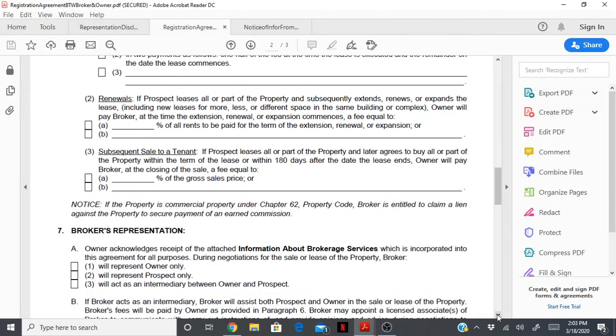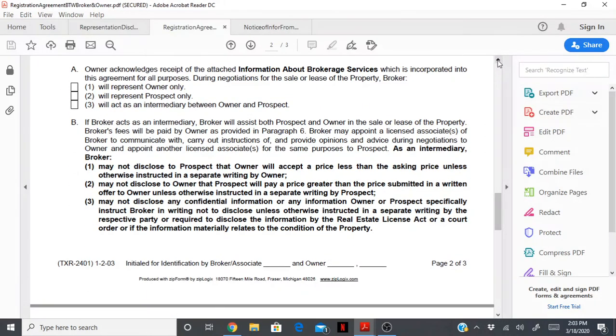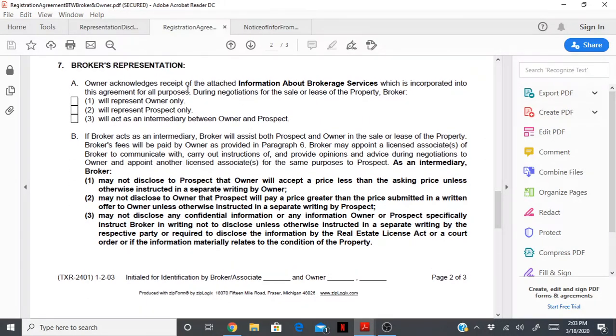But here's where you determine who you're representing. Broker's representation: owner acknowledges receipt of the attached information about brokerage services. So it's not just this contract. You've got to present the IABS as well, which is incorporated into this agreement for all purposes. During negotiations for the sale or lease of the property, broker, pick one of these two. I'm going to say I don't want us to be doing intermediary. So this agreement, you either represent the owner, either the FSBO in my example, or the prospect only.